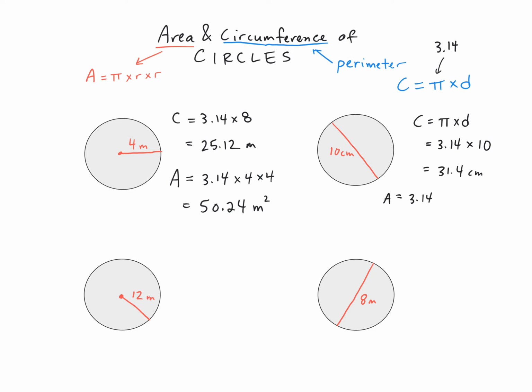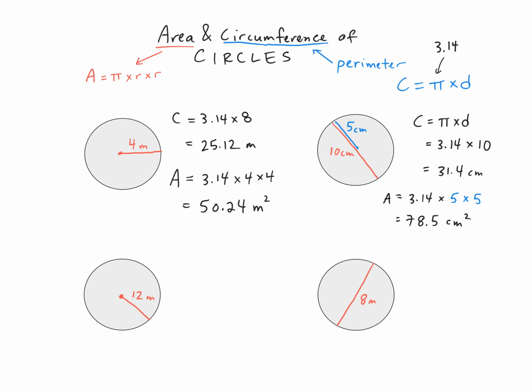The area of this circle is 3.14 times the radius twice, okay? So if the full distance across is 10, then the radius is only halfway across, which would be 5 centimeters. So this is going to be 3.14 times 5 times 5, which is 78.5 centimeters, and we're talking about area, squared.